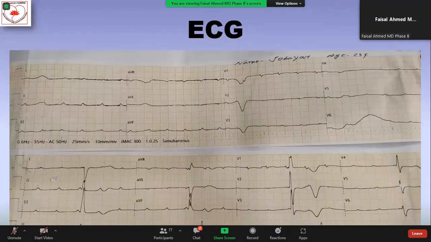Initially, what are the points in favor of high grade AV block? What are the points against complete heart block? Yes, sir. On very first look, it can seem like an ECG of high degree AV block because there are non-conducted P waves and the PR is apparently constant. But if we look closely, this PR and this PR are not in the same position. So there is a little bit of variation.